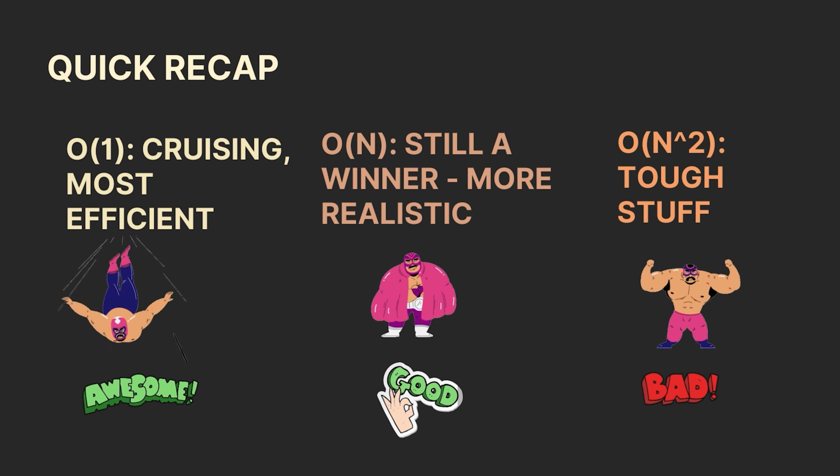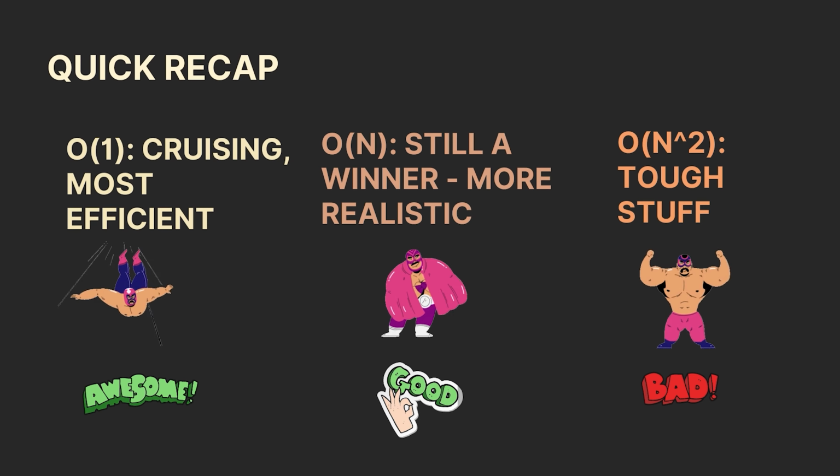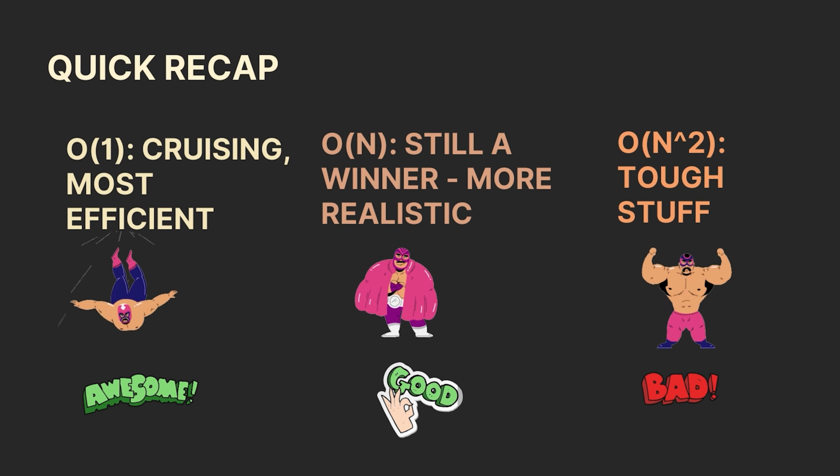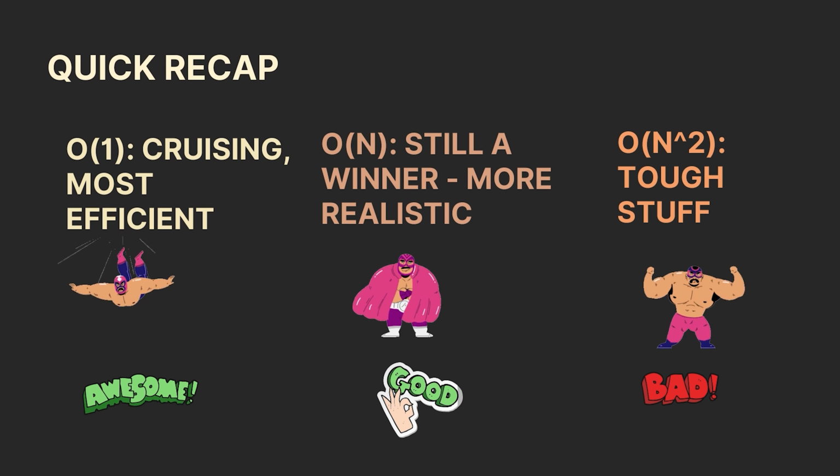O of n squared is the tough stuff. This is because it isn't very efficient. As we deal with large amounts of data, our algorithm will become less and less efficient, and we hope to aim for better time complexities.